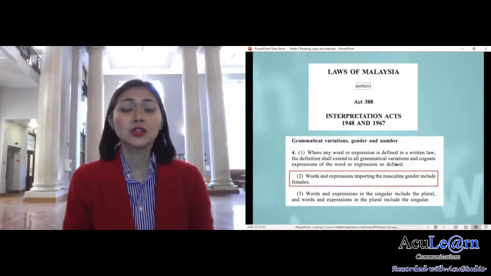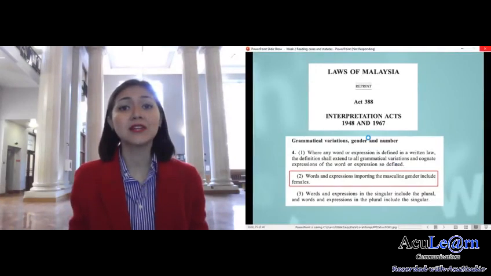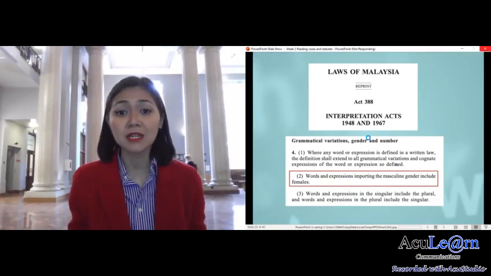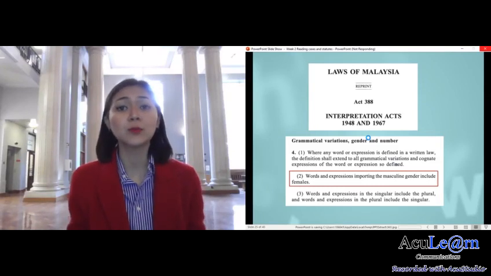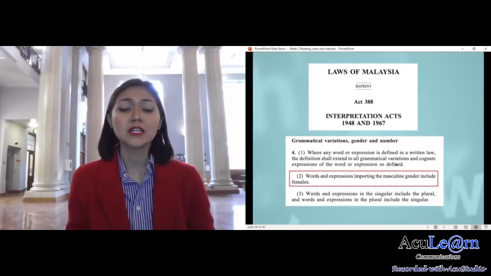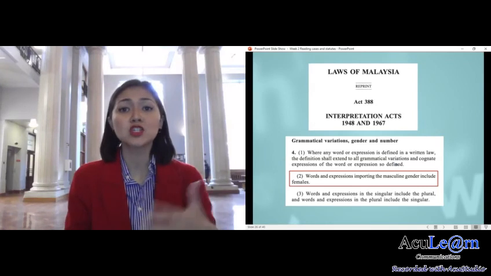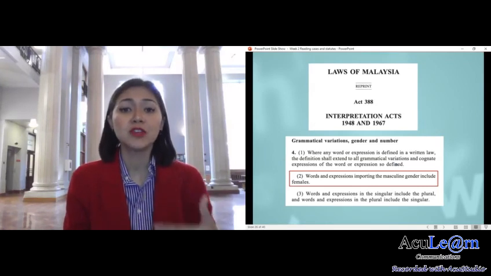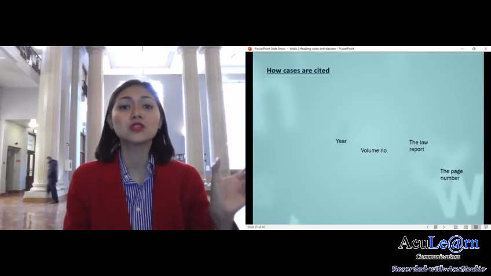There are many acts and legislation both in the UK and in Malaysia itself. In both the UK and Malaysia, they have interpretation acts. Sometimes these interpretation acts will provide guidance on how to interpret particular words. Here in section 4, when it comes to gender, section 4 sub 2 mentions words importing masculine gender include females, because you can see just now the term his, right? So his basically includes her as well.